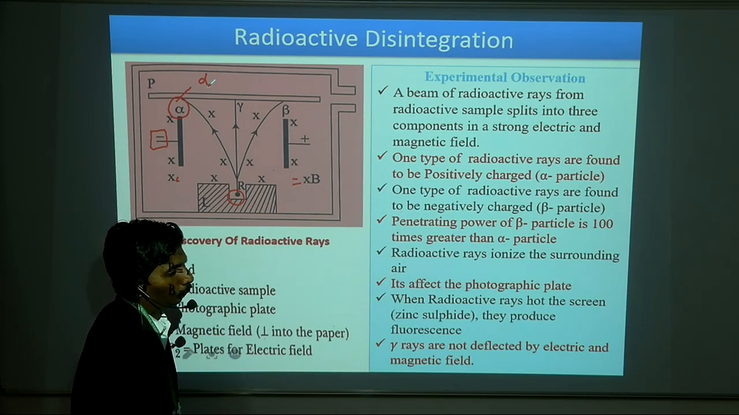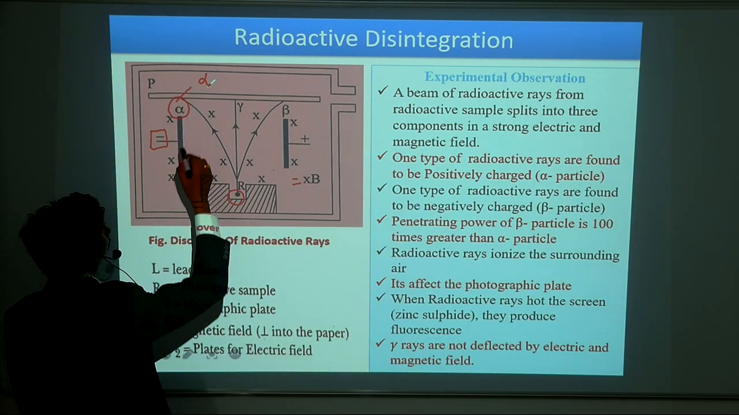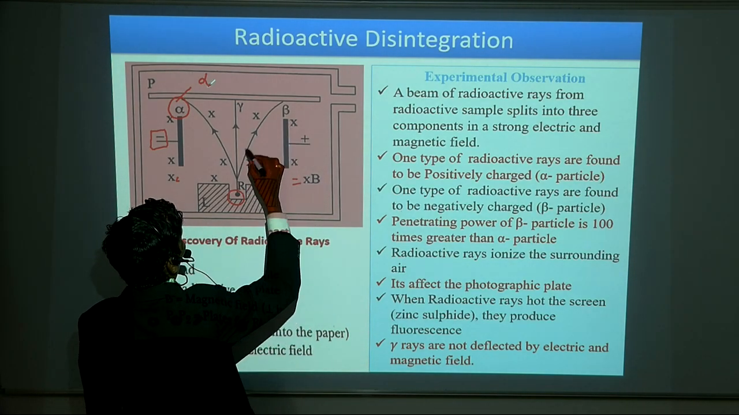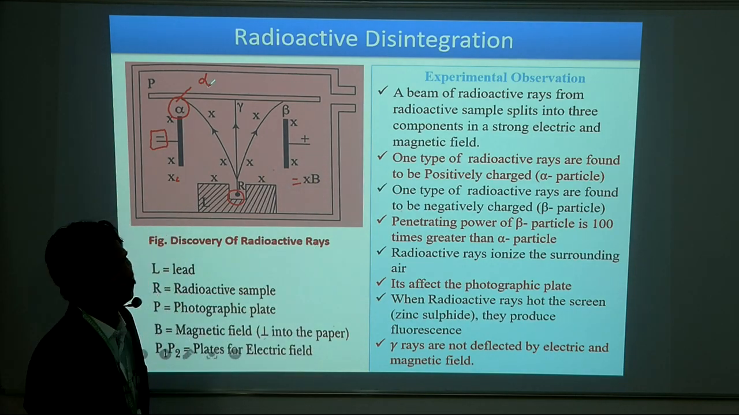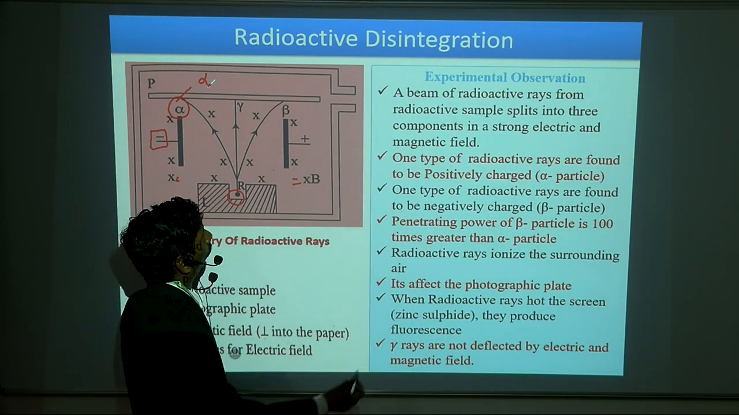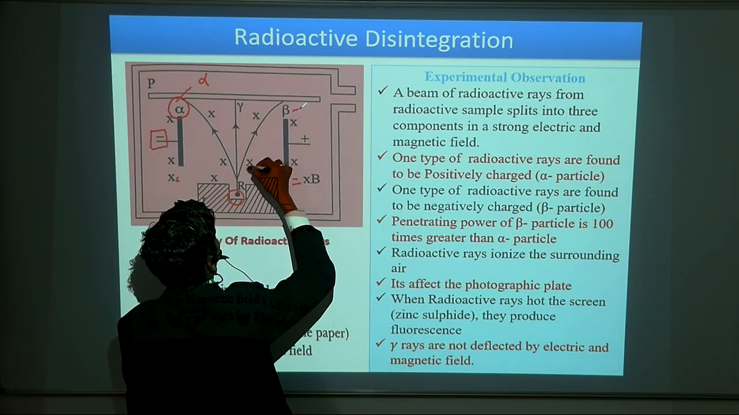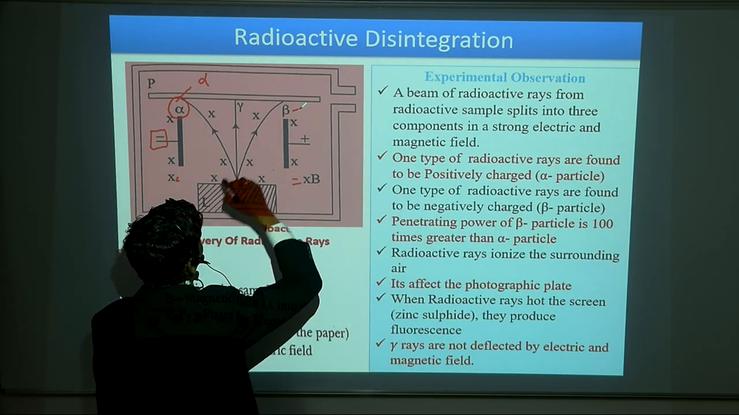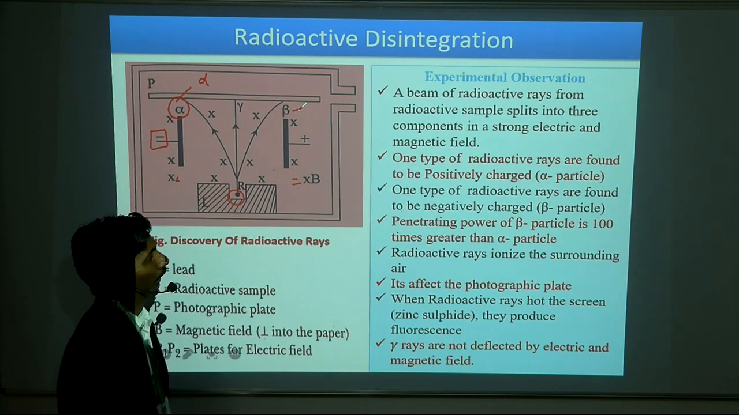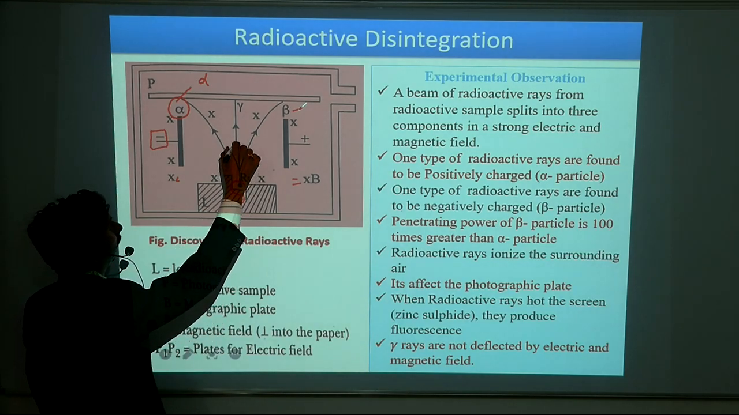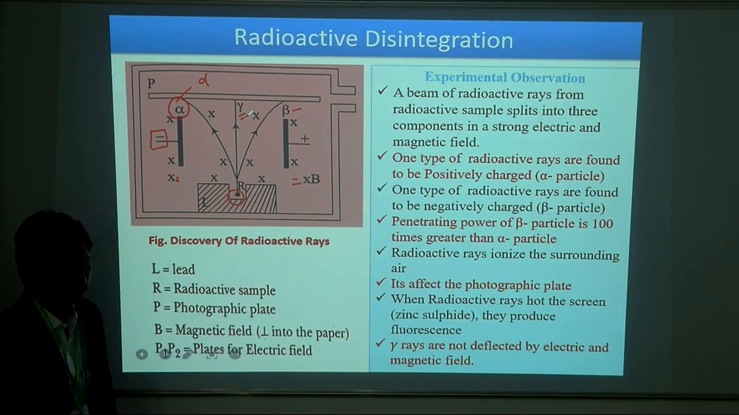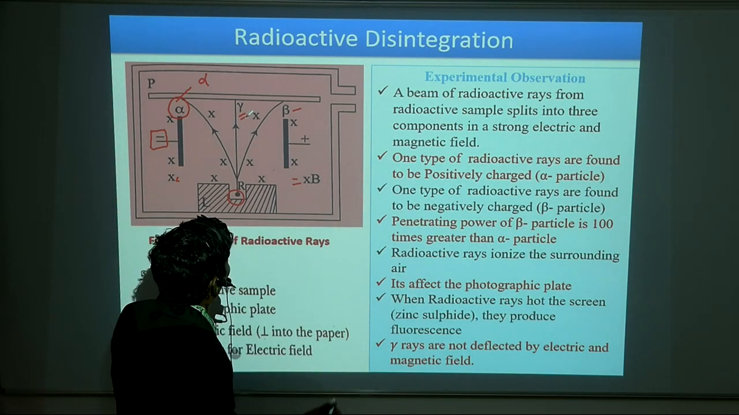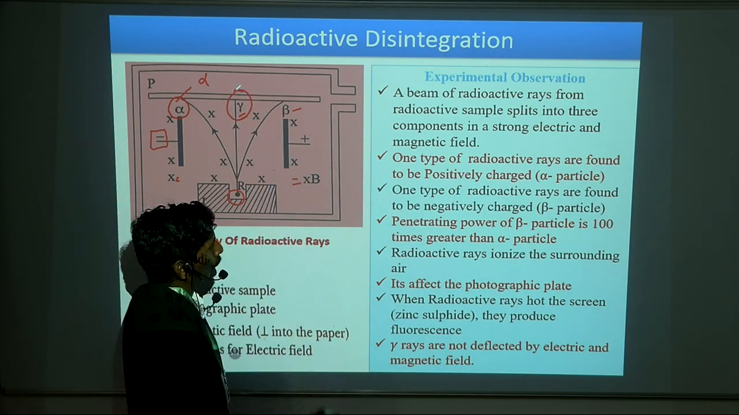It is diverted easily, which means it is a heavy particle as compared to the beta particle. The beta particle is deflected towards the positive plate, which means beta is negatively charged. It is diverted very little compared to the alpha particle, which means it is a light particle. The third is the gamma particle, which is not diverted by any electric plate, positive or negative. Therefore, gamma is an electrically neutral particle.